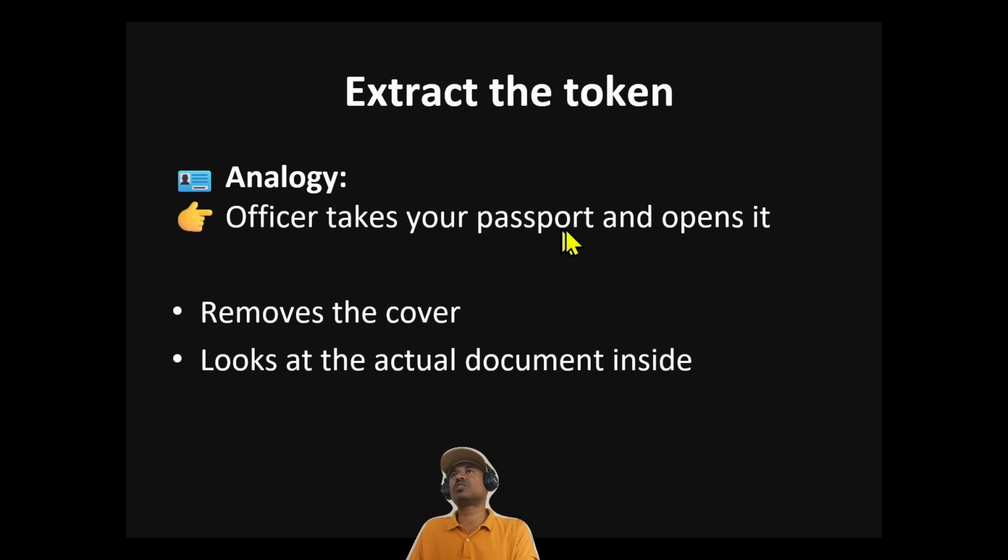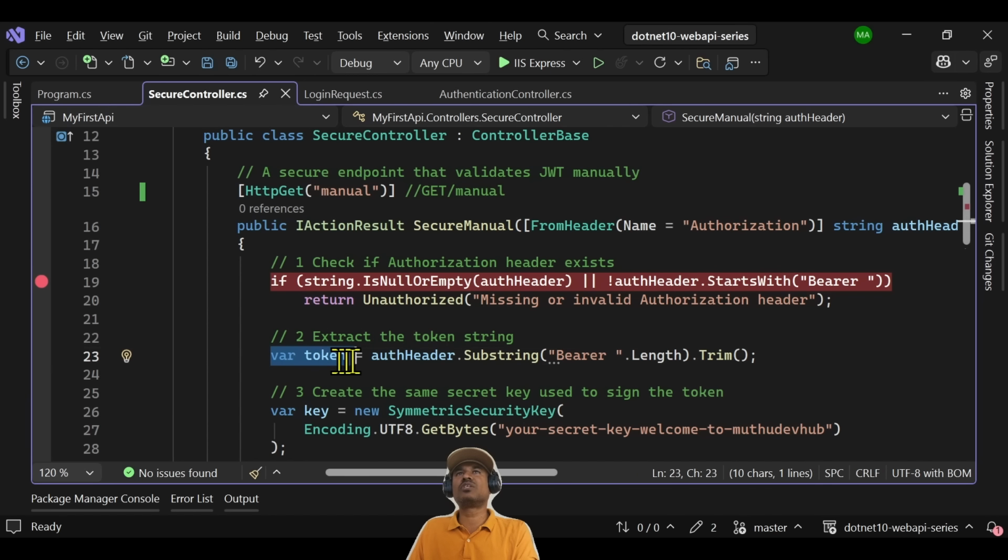Officer takes your passport and opens it. He is not interested to see your cover, but he is interested in what is actually inside the passport details. For example, your full name, address, and expiry date, and so on. So he is interested to look at the actual information in the passport. This is what we are going to do here.